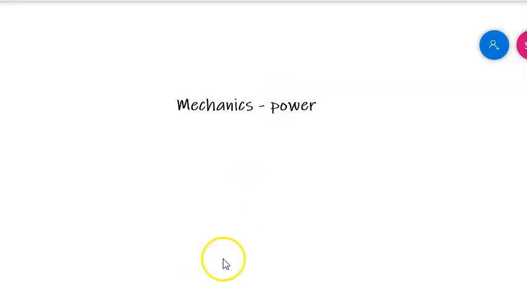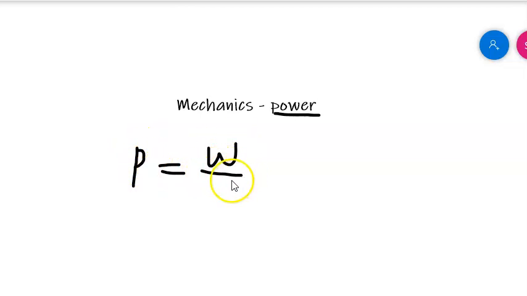Power is simply the rate at which work is done. So anytime we have a rate, we just need to divide whatever we're talking about by time, and that will give us the rate at which it's occurring. For example, speed is effectively the rate at which distance is being covered, so to work out speed we take the distance and divide it by time. For power, we want to know the rate at which work is being done. So power, which is a capital P, equals the work divided by the time it takes to do that work.